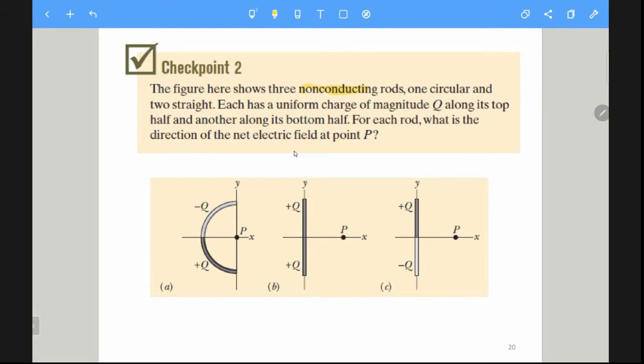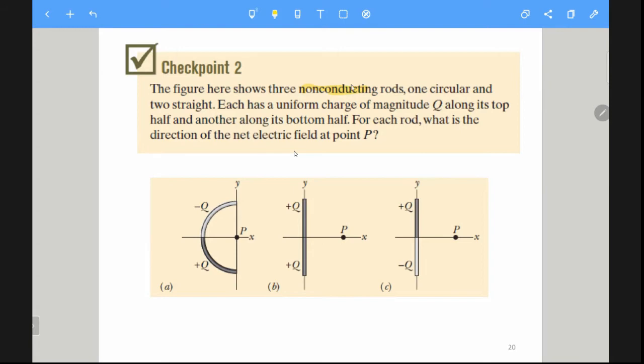Yeah, because the charge in a non-conducting object is not movable. It's not movable, so you can have some strange charge distribution rather than something uniform over the surface.